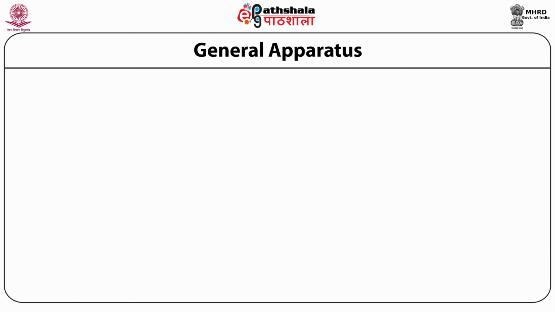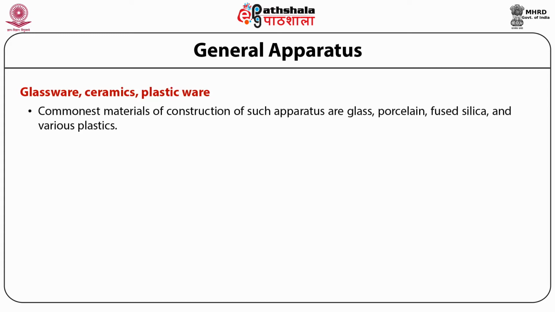I shall now discuss the general apparatus, which includes glassware, ceramics, and plasticware. A brief account of general laboratory apparatus relevant to quantitative analysis I shall discuss in this lecture now. The commonest materials of construction of such apparatus are glass, porcelain, fused silica, and various plastics. The merits and disadvantages of these will also be considered.